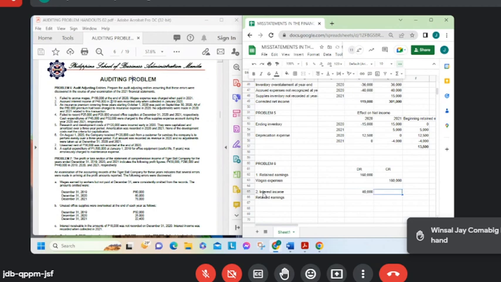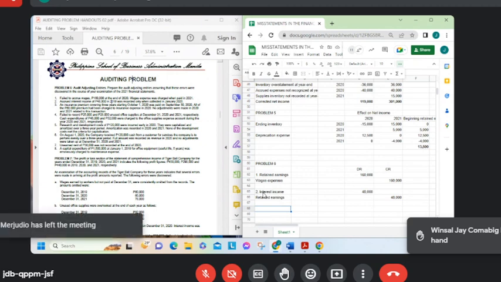48,000. Okay. Number three, insurance premium covering 3 years starting October 1, 2021 was paid on September 30, 2020. All of the 60,000 premium had been charged to insurance expense in 2020. No adjustments were made in 2020 and 2021 related to these transactions. So let's compute first, no?